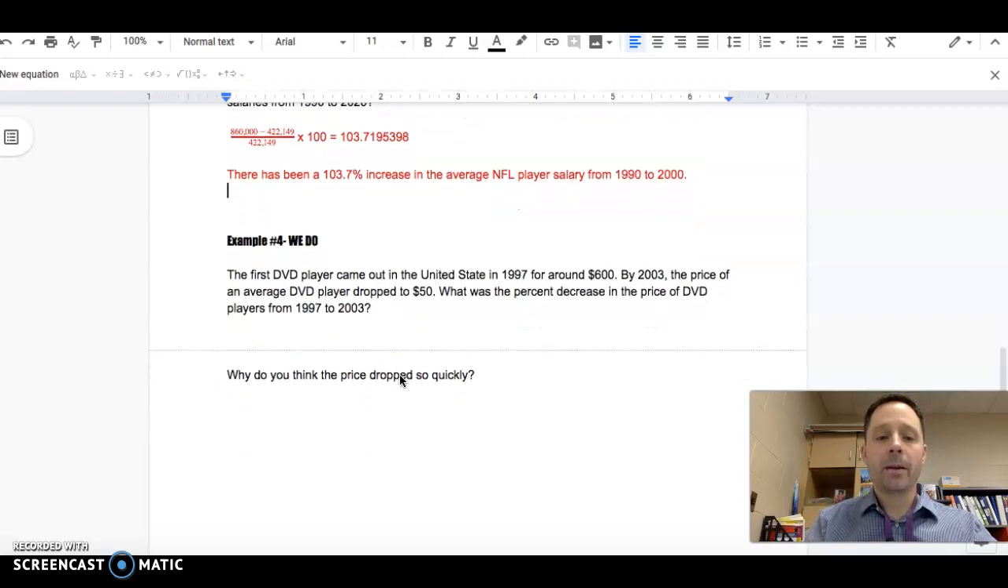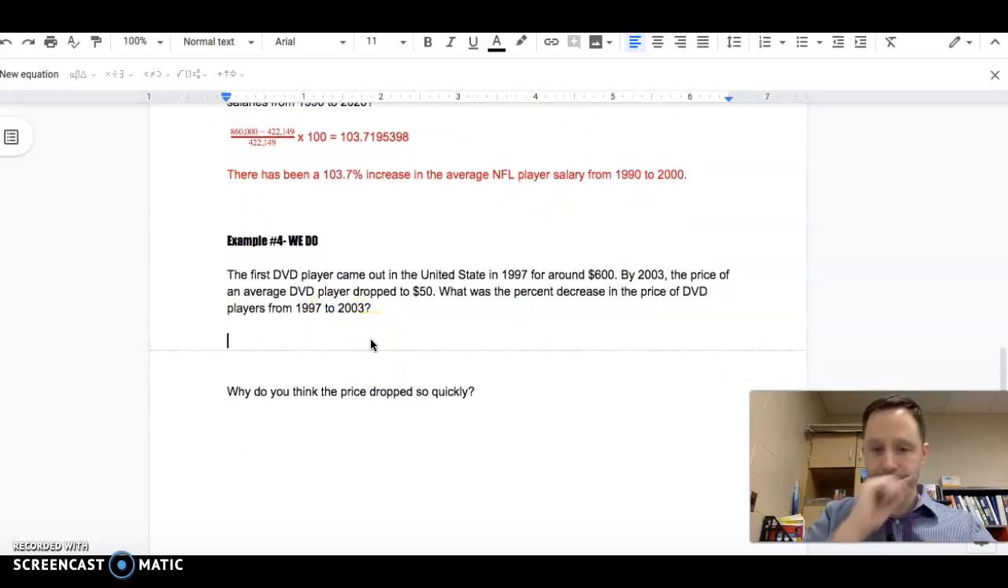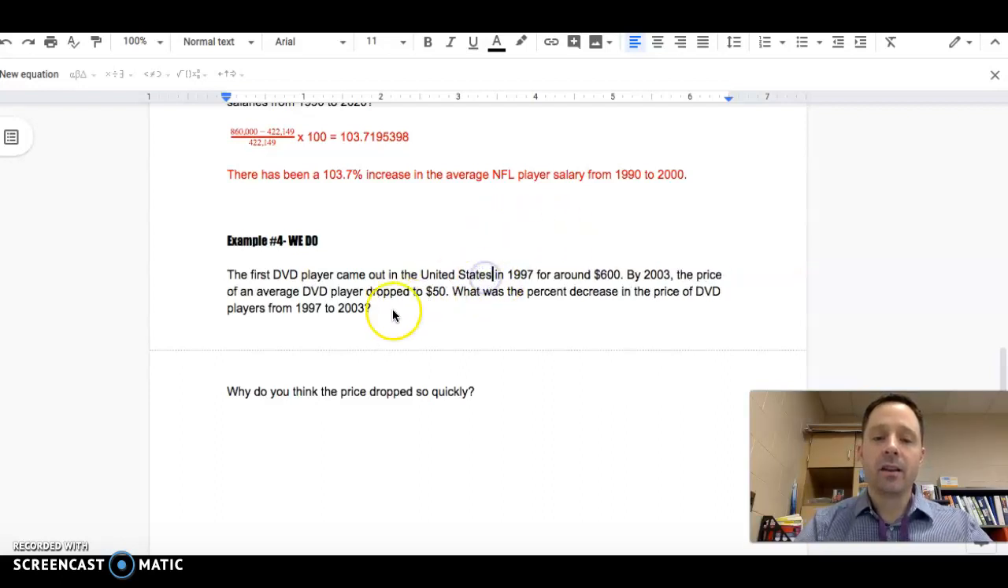So, all right, let's take a look at example 2. I'll give you some time to work it out. We're going to be looking at a percent decrease problem here. The first DVD player came out in the United States in 1997 for around $600. You could also get one for up to $1,000, depending upon which version you got. By 2003, the price of an average DVD player dropped to around $50. What was the percent decrease in the price of a DVD player from 1997 to 2003?